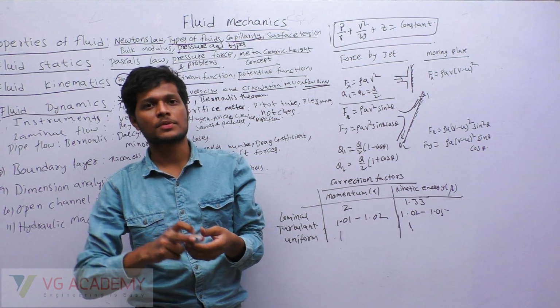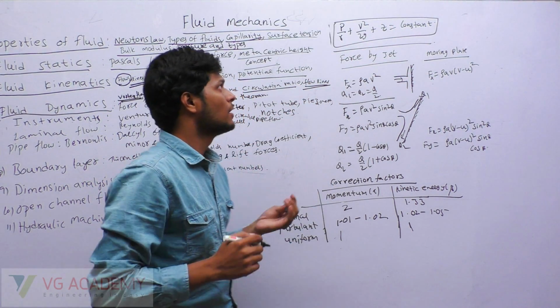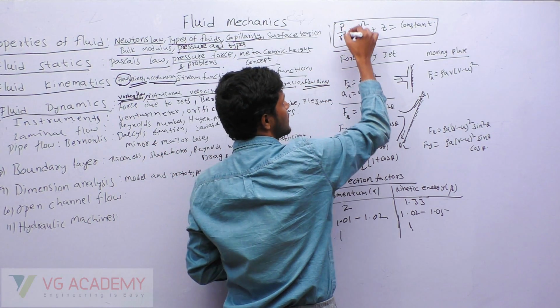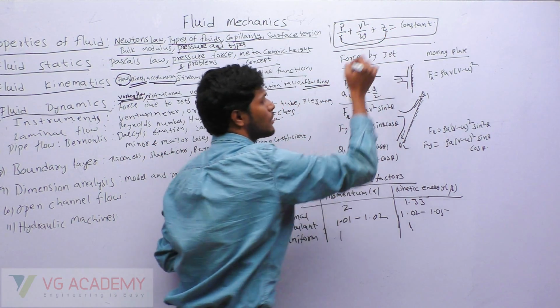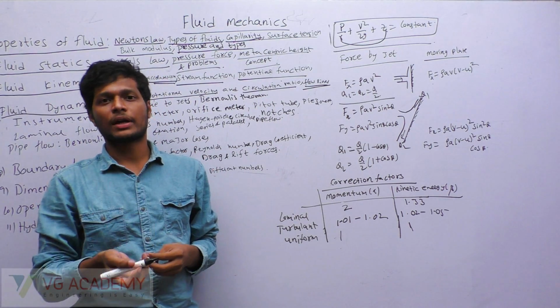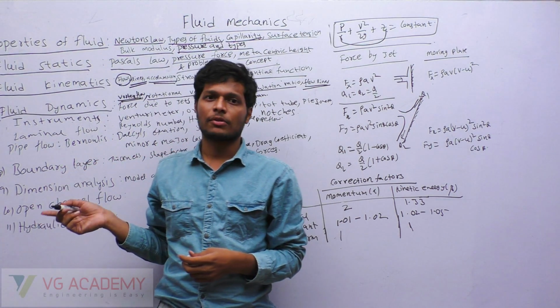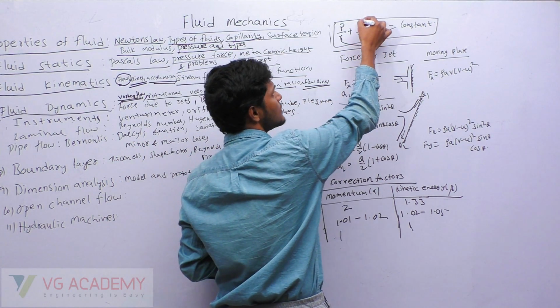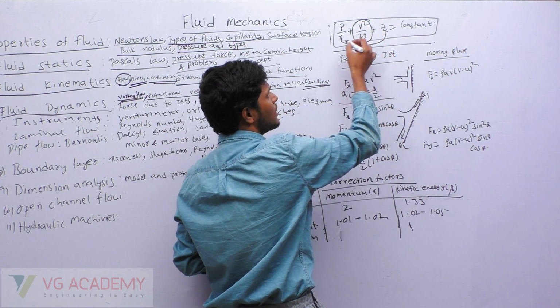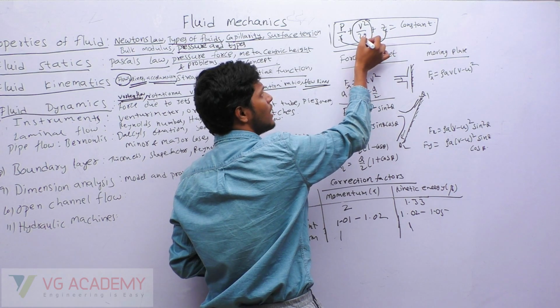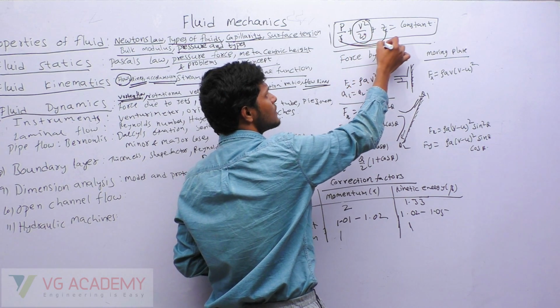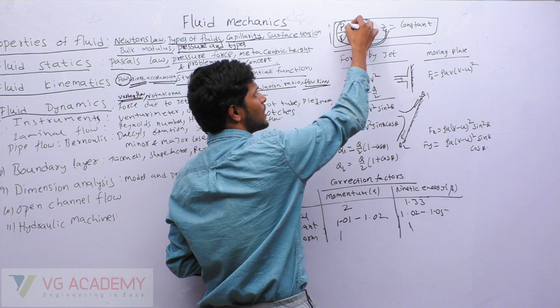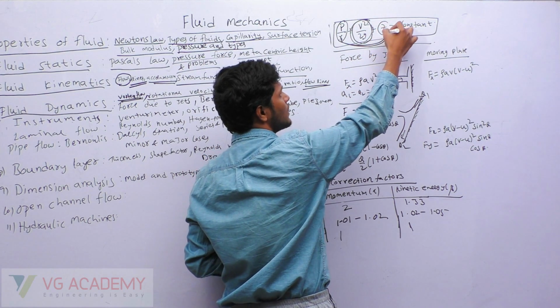You may get problems on Bernoulli's theorem also. P by gamma plus Z, the sum of these two, is called the piezometric head. You will understand why once you see what a piezometer is in instrumentation. This is called the dynamic head. These two are the static head and this is the dynamic head. This is also known as the piezometric head. This is the pressure head, velocity head, and datum head.